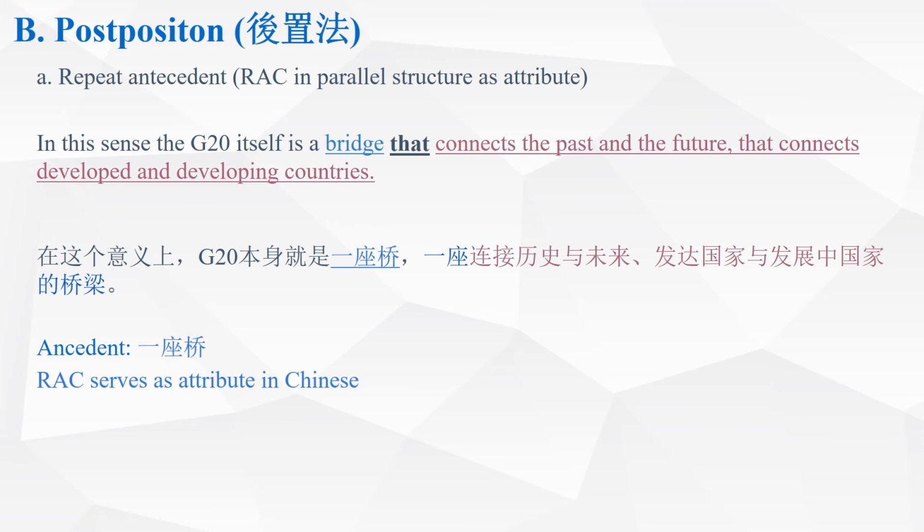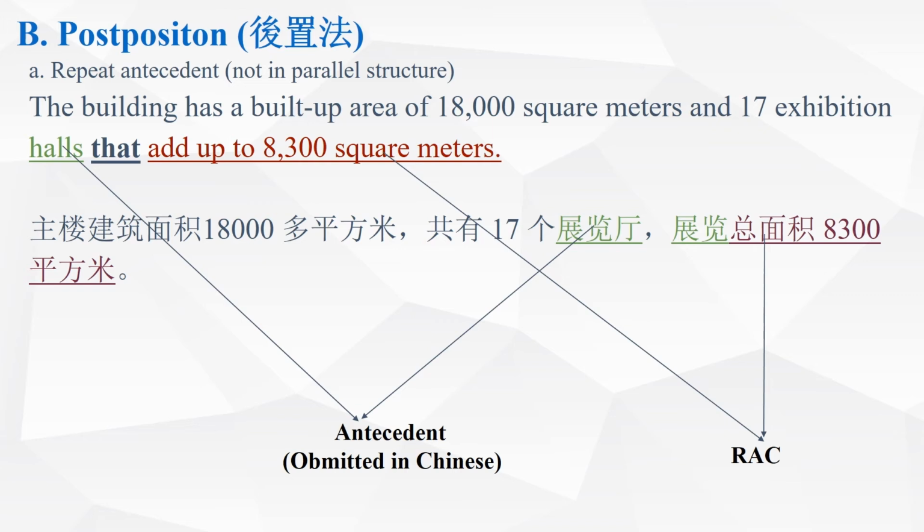But not every attributive clause that is translated with a repeated antecedent is in a parallel structure. The clause here only contains one short descriptive message, so there is no need to break it into a parallel structure, but we keep its original form. For the Chinese antecedent, we were not sure that 展览厅 and 展览 were referring to the same antecedent, but we looked back at the English and found there was only one antecedent of this clause. So now it is confirmed that these two are the same, and it is a repeat of the antecedent.